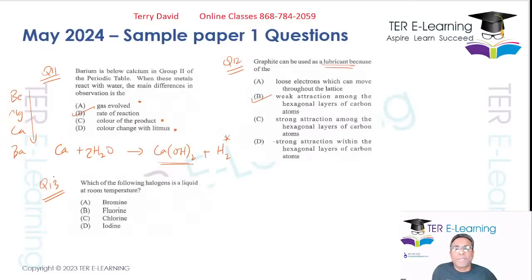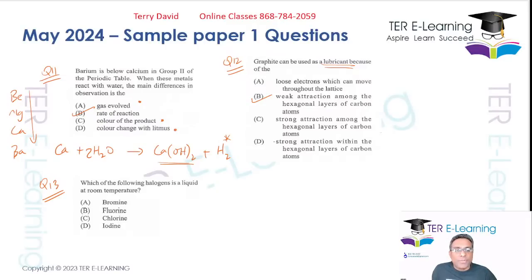Oh, sorry. Question 13. Which of the following halogens is a liquid at room temperature? Question 13. Which of the following, right, is a liquid at room temperature?